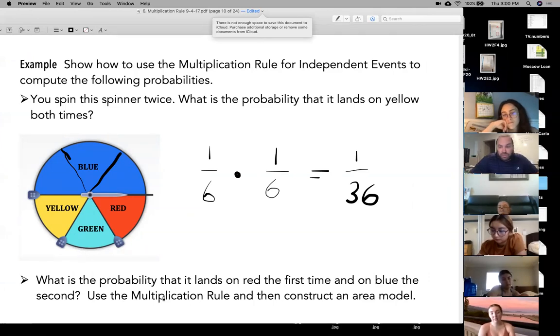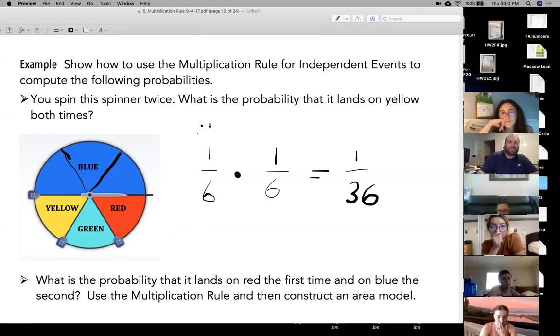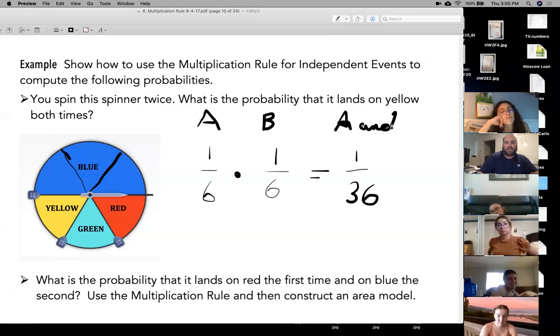So that would be the probability of A times the probability of B equals the probability of A and B. This is A, which is yellow on the first flip. That's A. That is B. And that is A. And B.